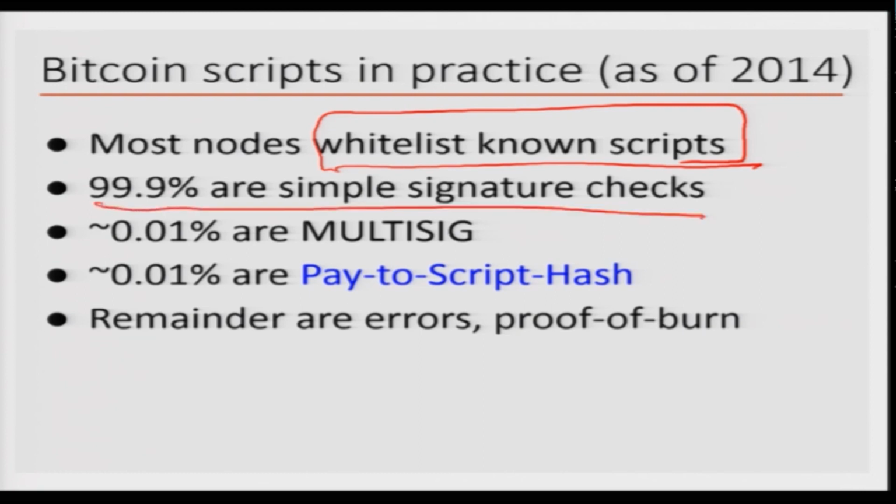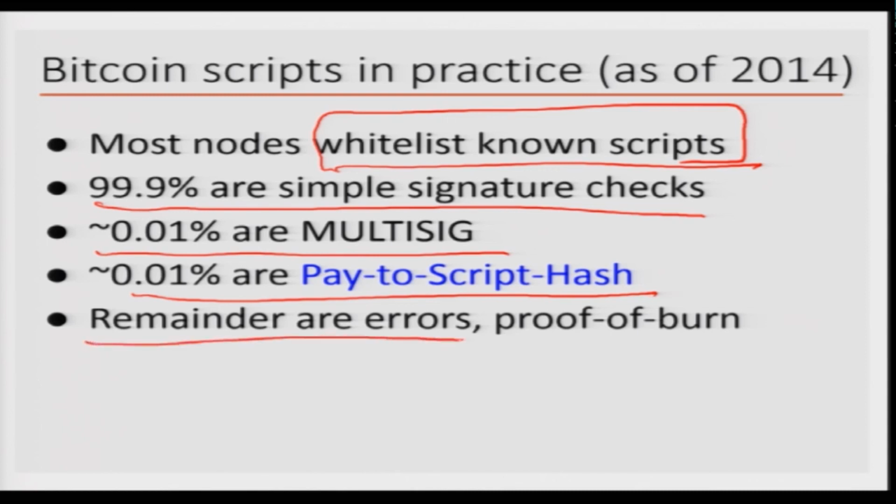99.9% of scripts are actually a simple signature check, the one that we saw and executed on the slides, and about 1 in 100 is a multisig script. There is another thing called pay to script hash that we will discuss shortly. That is another type of script that we see about 1 in 100, and then the remainders are errors and something called proof of burn. So, we will also see what that means. So, proof of burn is an instruction.